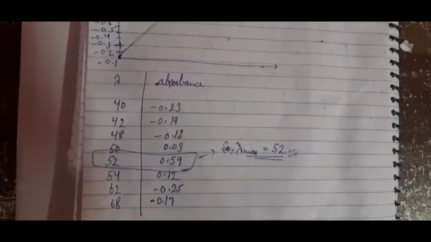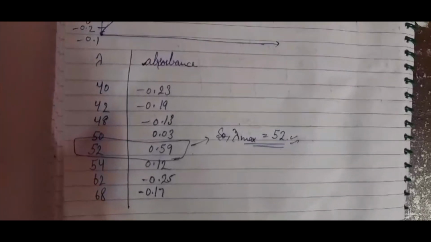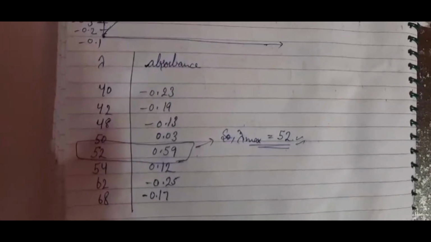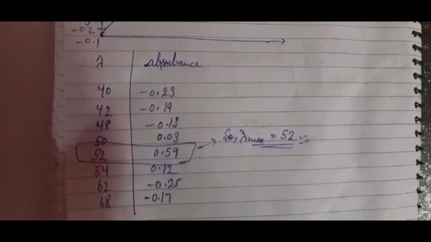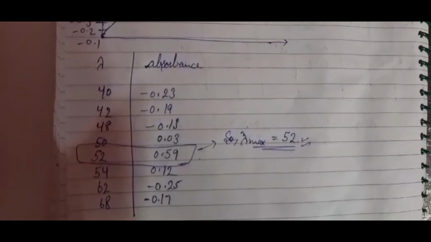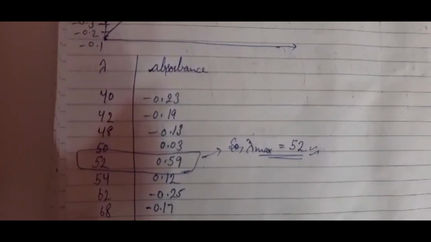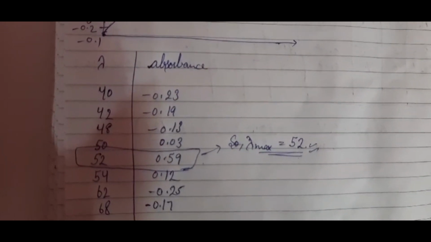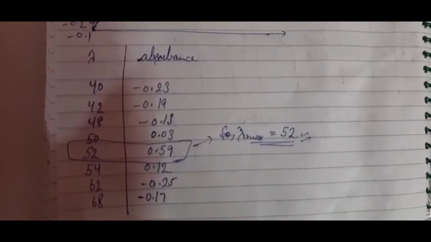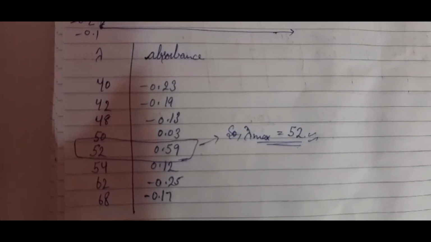Here we have represented the values of lambda and absorbance in tabular form as shown. For example, at lambda 40, the absorbance is minus 0.23. At 42, absorbance is minus 0.19. At 48, absorbance is minus 0.13. At 50, absorbance is 0.03. At 52, 0.59. At 54, 0.12. At 62, absorbance is minus 0.25, and at 68, absorbance is minus 0.17.